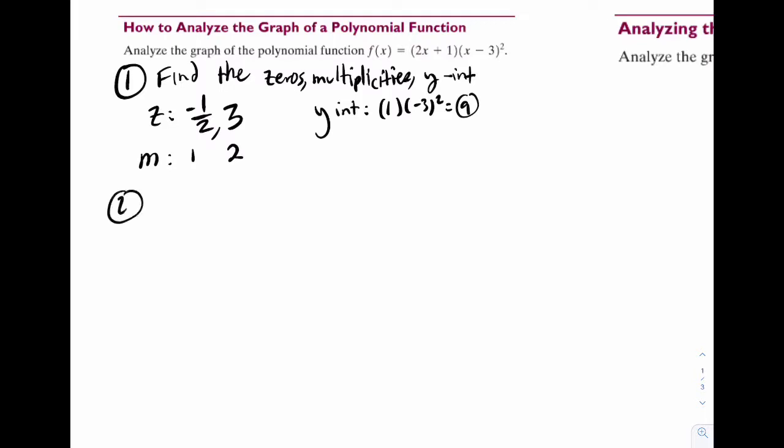Step two, we will state the degree and max turning points. So I can see here, there's only 2x here in terms of the power, 2x to the first power. The next part would make x squared. So put these together, our degree is 3, which means the max turning points would be 2, subtract 1.